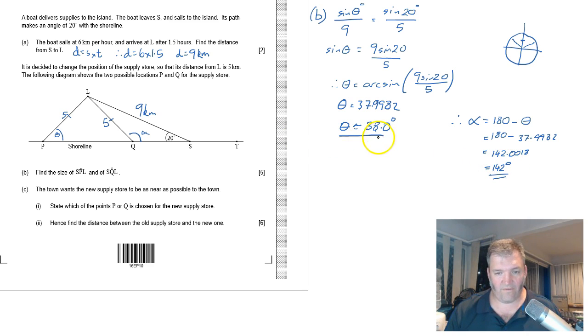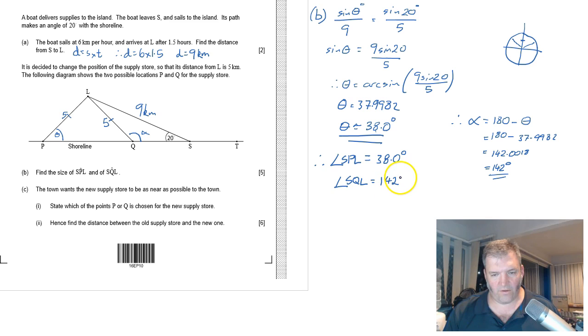Now, they didn't give us alpha and theta in the question, so let's write them the way they want them. Angle SPL is equal to 38.0 degrees, and angle SQL is equal to 142 degrees. Excellent. Part C.